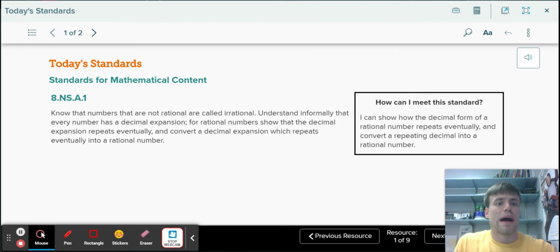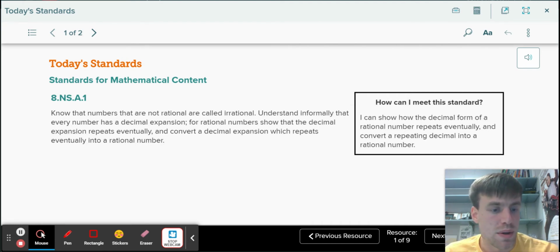It is, I can show how the decimal form of a rational number repeats eventually and convert a repeating decimal into a rational number. Now a lot of these words may sound unfamiliar, that's okay. We're going to talk about them as we go through our video here. You may also hear them later on in the chapter, so you'll hear them a lot and you'll kind of understand what they are. So make sure you write your learning target down in your notes.